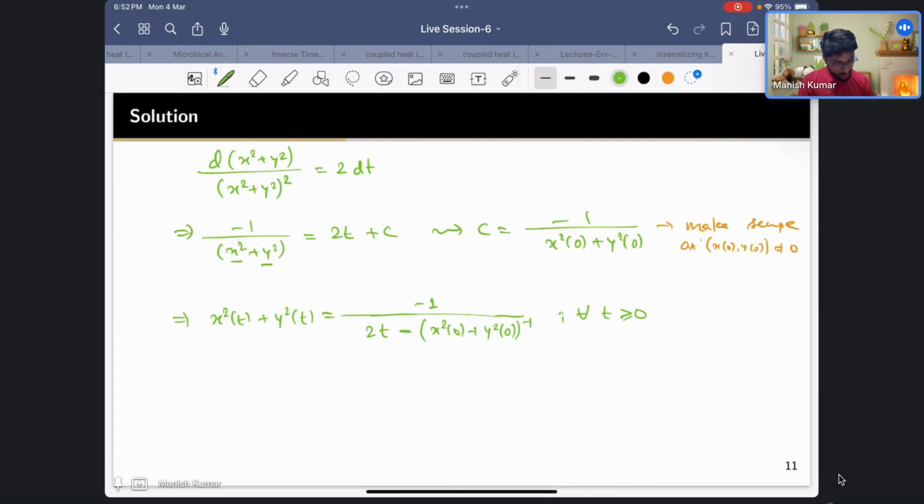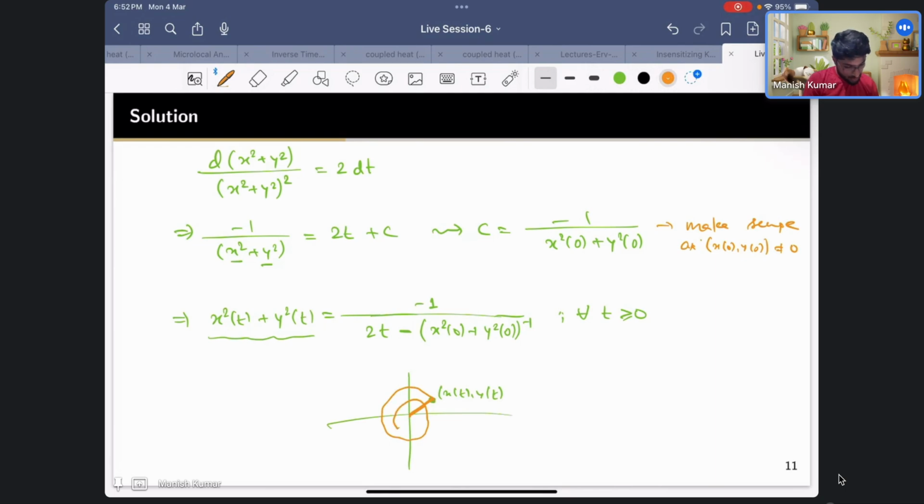Now see here, what does this mean? If you look at this expression, this x square plus y square, if you write it in terms of polar coordinates, is telling you the radius from the origin, right? So if x(t), y(t) is the solution, it's saying how this radius or distance is behaving. Now as t goes to infinity, you can clearly see this is going to 0, right? So it's like the radius is decreasing.